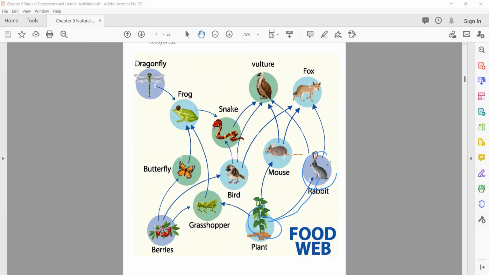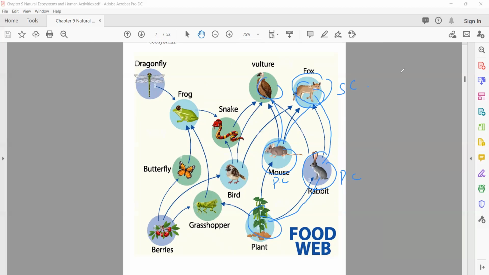So this is a primary consumer. Then it is eaten by this one, so it is known as a secondary consumer. If you go this way, this is the primary consumer. If you go this way, this is the secondary, or if you go this way, it's also secondary.